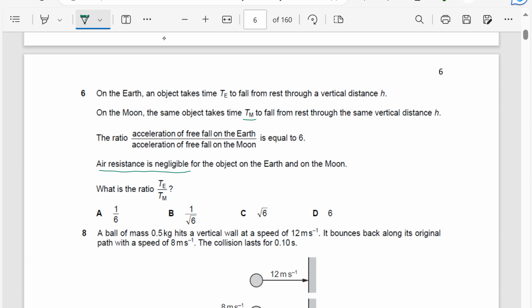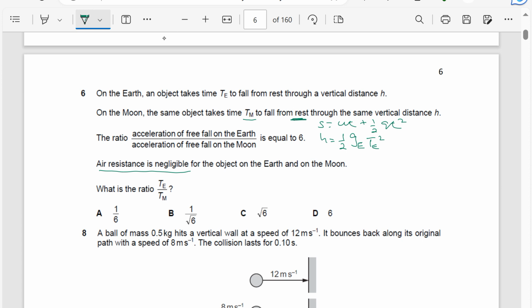So what is the ratio Te over Tm? I think that is not very hard. S is equal to ut plus a half at squared. Since they are falling the same distance, I will call it h. And assuming that they start from rest as mentioned here, u is 0, so this will be a half times, now we're on Earth, so acceleration is going to be g on Earth, which is ge, times the time te squared, if it takes time te.